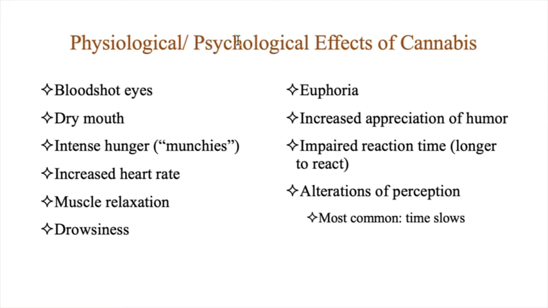So physiological effects are bloodshot eyes, dry mouth, intense hunger, or munchies. We're going to talk about a few different hypotheses about what might be underlying why cannabinoids cause munchies. You can see an increased heart rate, muscle relaxation, and drowsiness. The increased heart rate is a little bit counterintuitive.